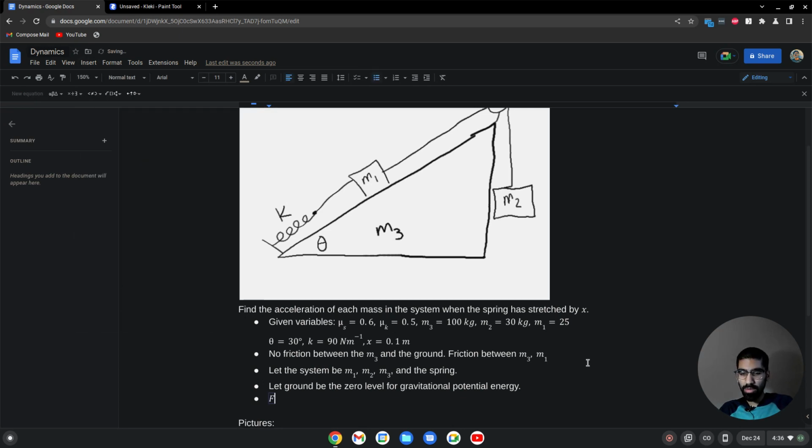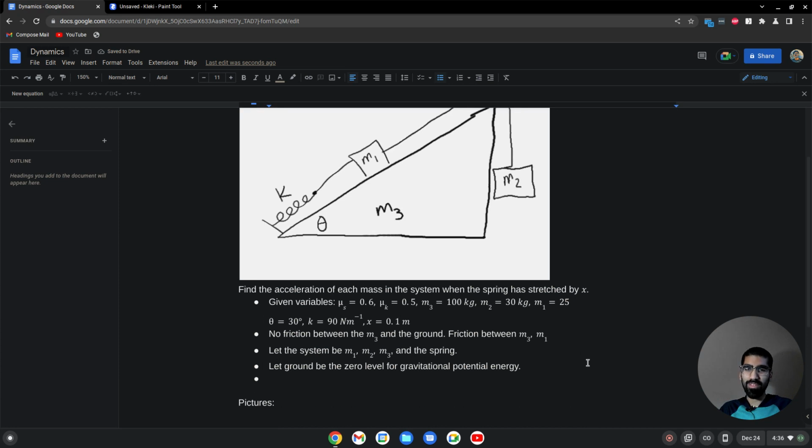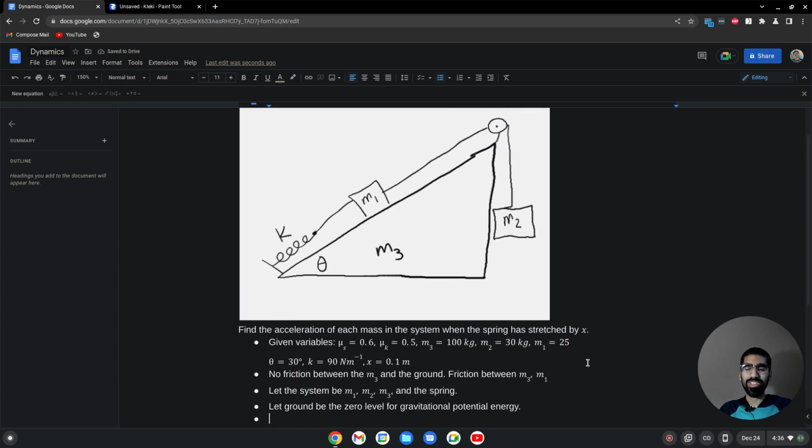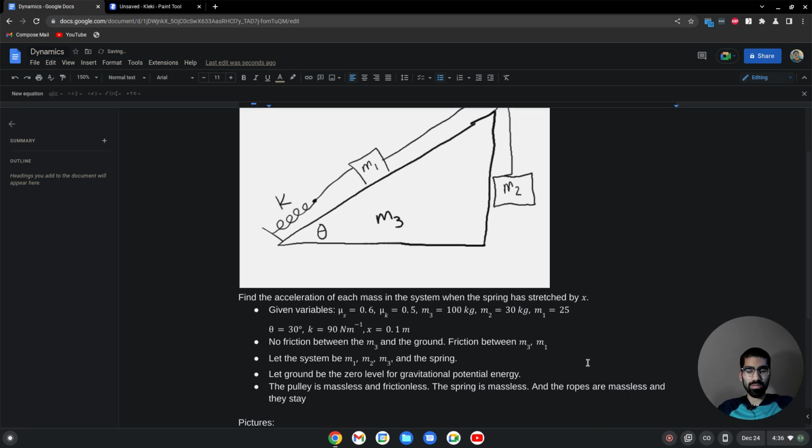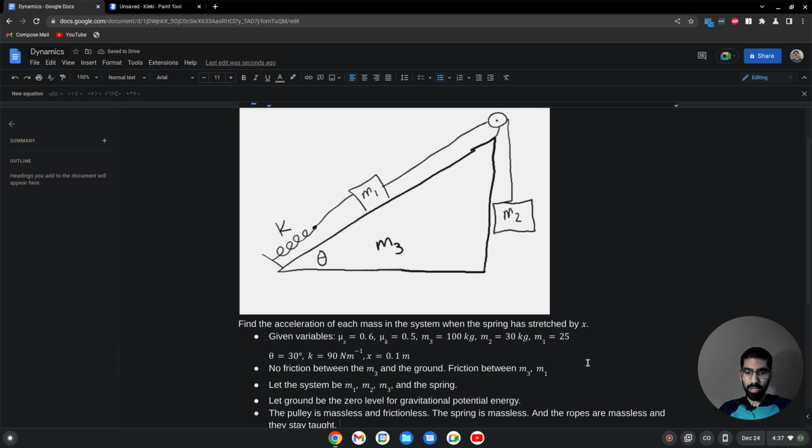In this case, we're going to mainly be using Newton's law, and to do this for our various objects and not be very annoyed, we want to define that the pulley is massless and frictionless, the spring is massless, and the ropes are massless and they stay tight. You know, there's no slack in the ropes. I think those are the main assumptions.